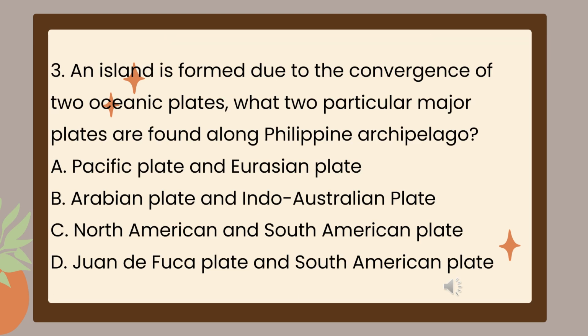3. An island is formed due to the convergence of two oceanic plates. What two particular major plates are found along the Philippine archipelago? A. Pacific Plate and Eurasian Plate. B. Arabian Plate and Indo-Australian Plate. C. North American and South American Plate. And D. Juan de Fuca Plate and South American Plate.